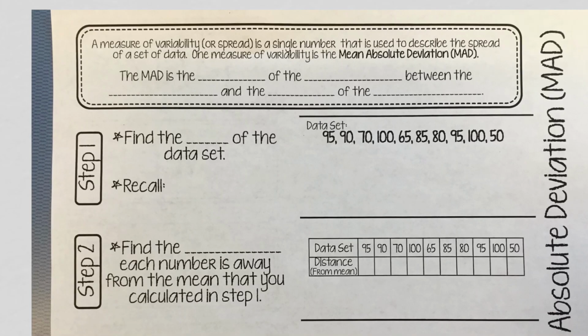Variability or spread is a single number that is used to describe the spread of a set of data. One measure of variability is the mean absolute deviation, or MAD.